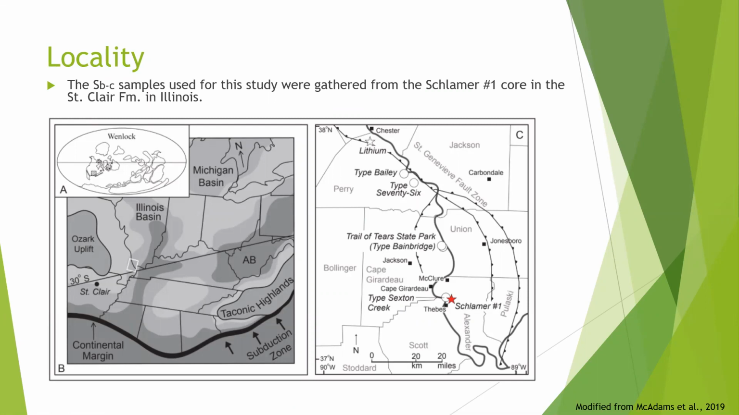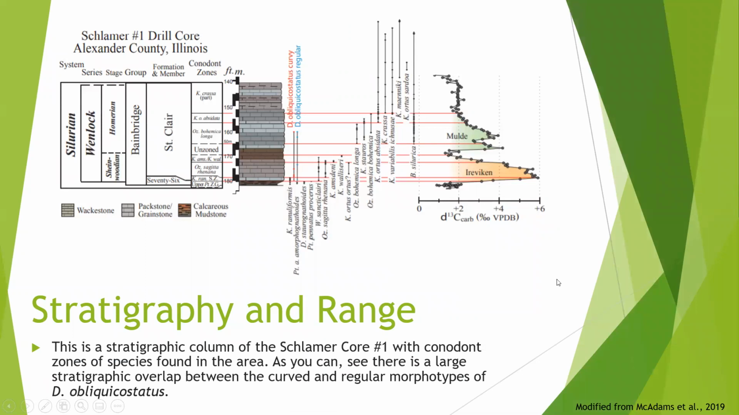This figure shows the locality from which we collected the SBC elements of Dapsilotus obliquicostatus used in this study. The fossils were gathered from the Schleimer No. 1 core, shown here, in the St. Clair Formation in Illinois. When my mentor, Dr. Neil McAdams, was examining these samples as part of her separate study, she noticed that there were two distinct morphotypes present in the core, curved and regular. We believe that the curved samples correlate to the SC elements, while the regular samples correlate to the SB elements.